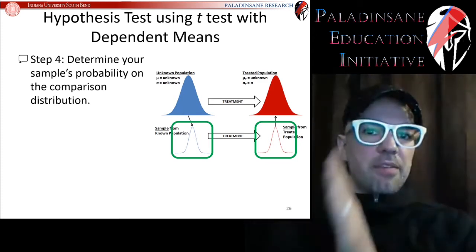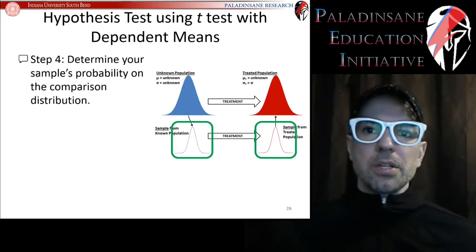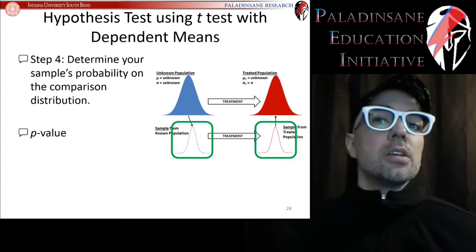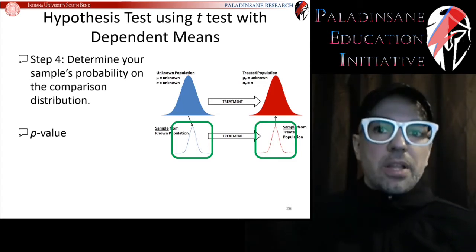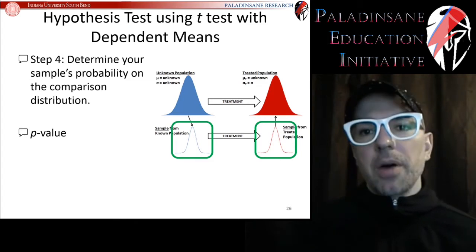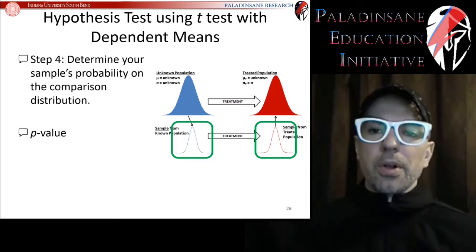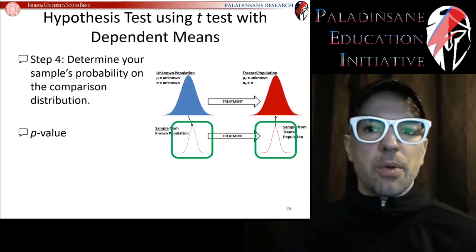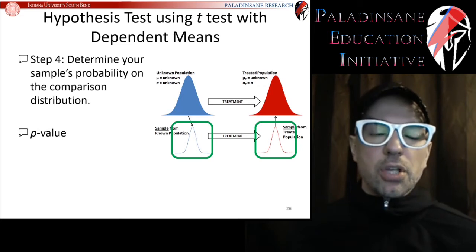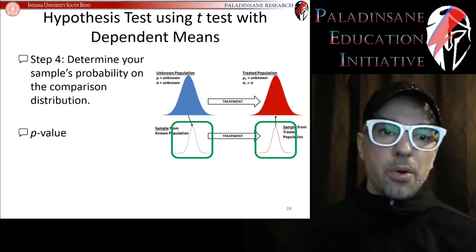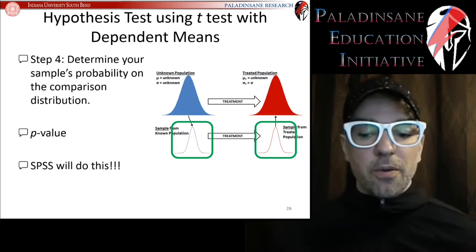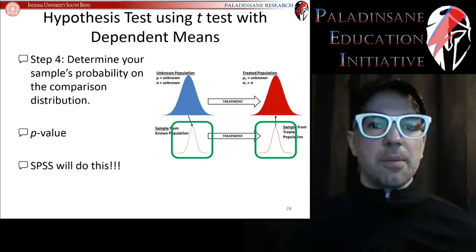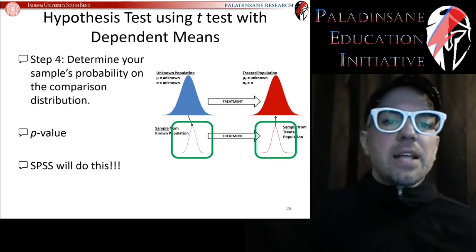Step 3 is going to give us a cutoff probability. If we want to compare something to it, we need our sample's probability, and that is the p-value. The p-value is literally the probability of your sample occurring if the null hypothesis was true. More importantly, it is the number you compare to your cutoff probability from step 3. And most importantly, SPSS will calculate this p-value for you, making it completely unnecessary to go to the t-test table at all. So that's step 1 through 4.